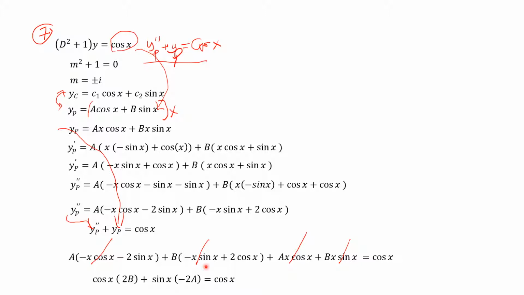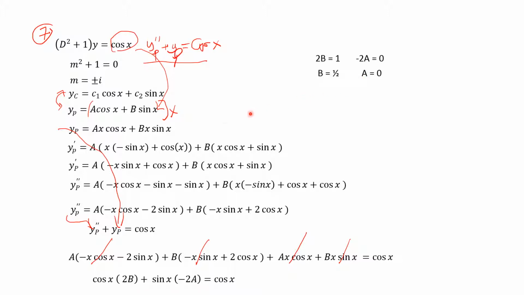Cosine 2x, alright, cosine x you have 2b, and then sine x there you have negative 2a equals cosine x. And therefore your 2b, what's the coefficient of cosine x? There is 1. 2b is 1 and negative 2a is 0. Therefore b is 1/2 and a is 0.